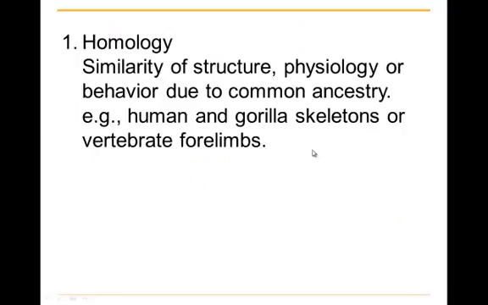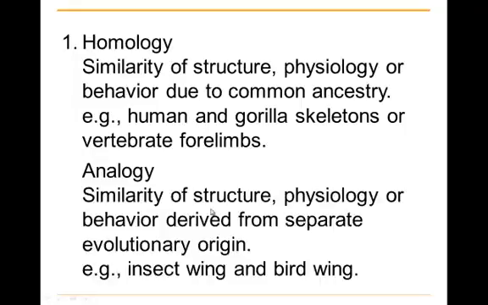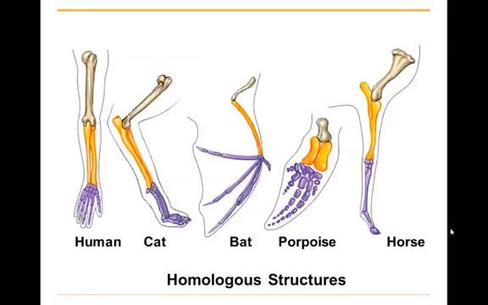Homology is similarity of structure, physiology, or behavior due to common ancestry. So the fact that human and gorilla skeletons are similar, or vertebrate forelimbs. And just by way of contrast, analogy or analogous structures are similarity of structure, physiology, behavior derived from separate evolutionary origin. For example, all wings don't come from the same origin. Insect wings are outfolding of the body, and bird wings are from the forelimbs of vertebrates. And we use the four limbs of vertebrates as an example of homology.